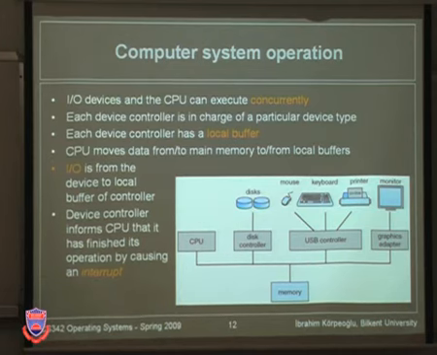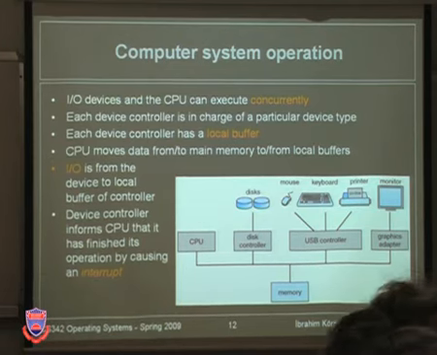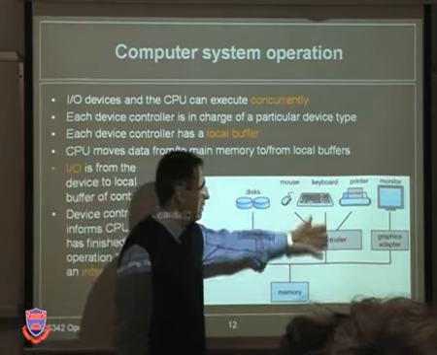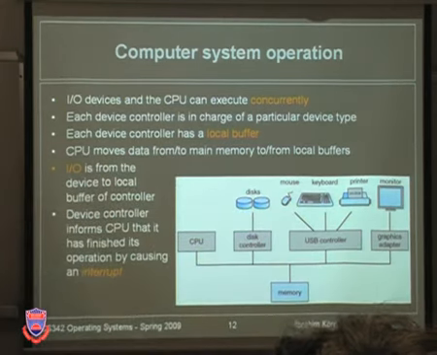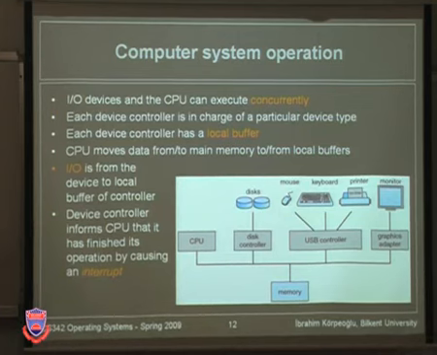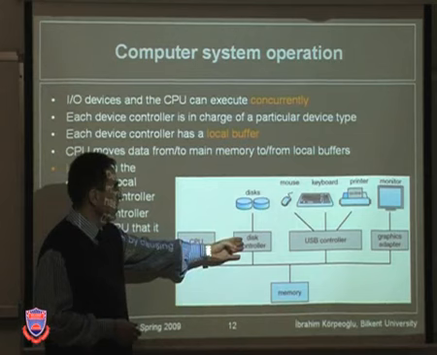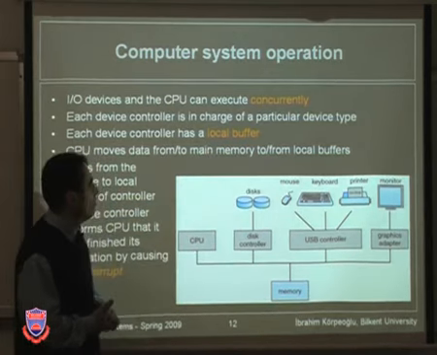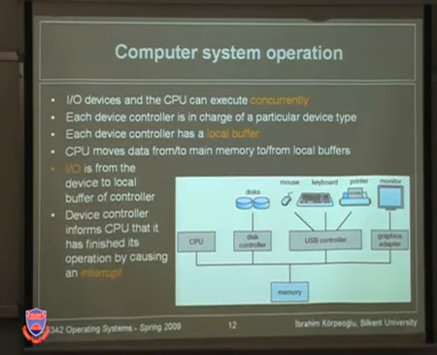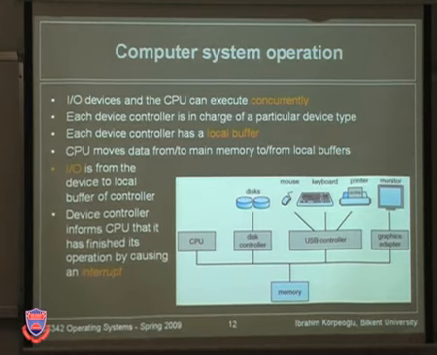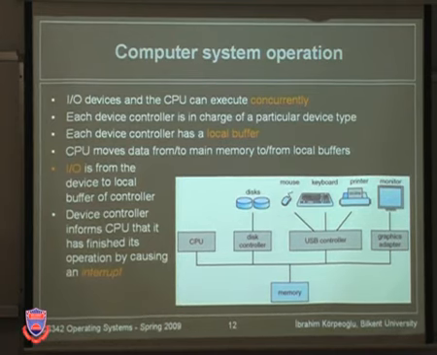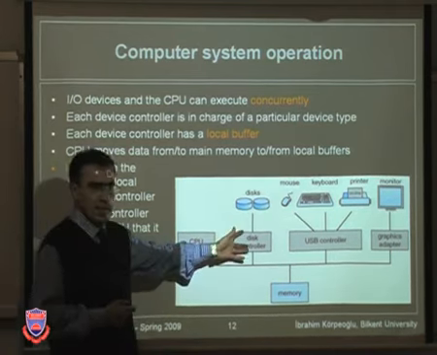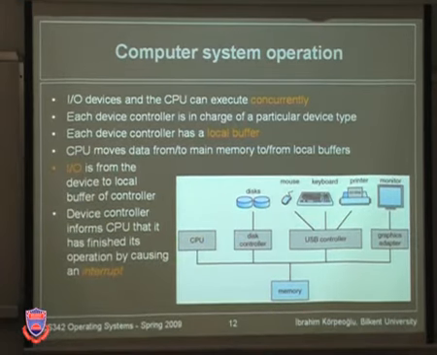Each device controller is in charge of a particular device type. For each device type, we have a separate controller. Each device controller has a local buffer, as I said, a small amount of memory. How much buffer we have depends on the controller and the device. For some devices, like a serial port controller, we have a very small amount of memory, like 16 bytes. But for the hard disk controller, we can have memory in the order of kilobytes.